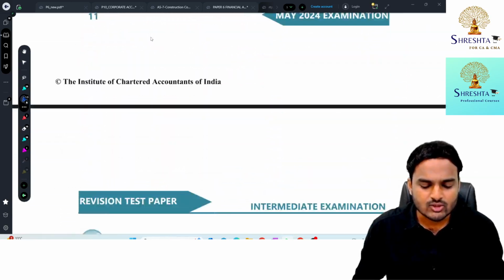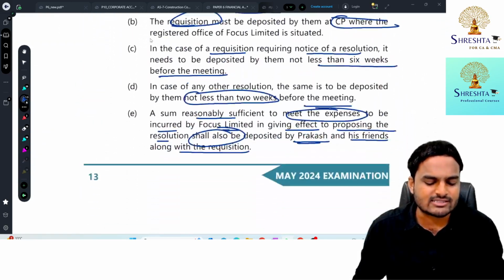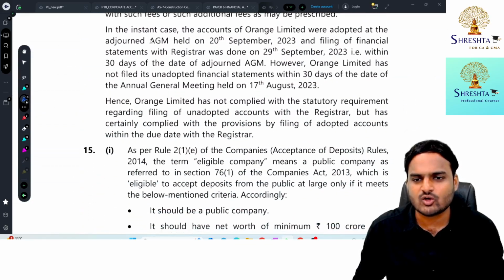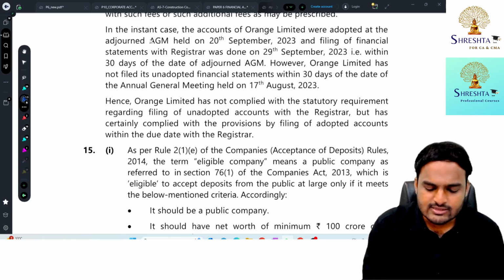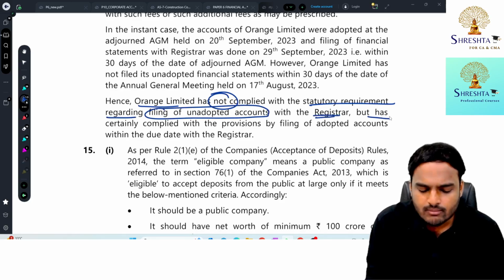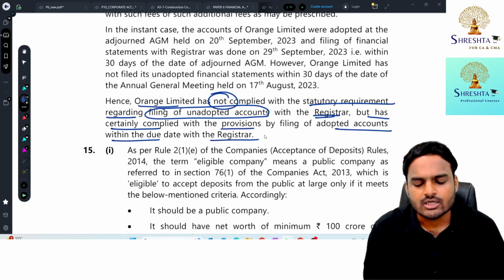Understood? So here the company filed only adopted financial statements. It didn't file unadopted financial statements. Yes or no? Hence, Orange Limited has not complied with the statutory requirement regarding filing of unadopted accounts with the registrar, but has certainly complied with the provisions by filing adopted accounts within the due date with the registrar.